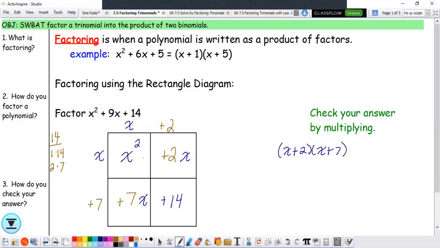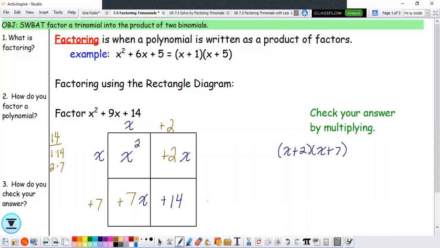Now, I can check by looking at what terms I have in my box. I have x squared. I have 2x plus 7x. 2x plus 7x does give me 9x. And positive 2 times positive 7 does multiply to give me positive 14. So I know everything in here is correct and the signs match on the outside.